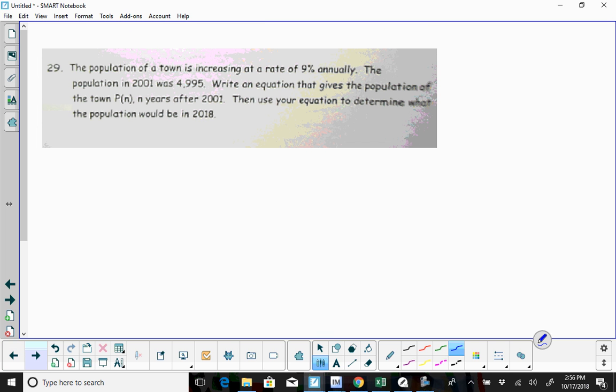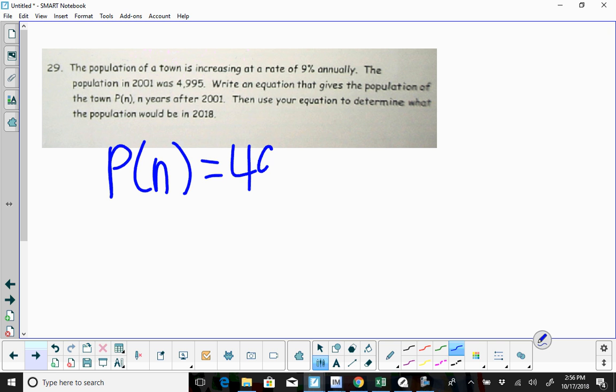Population of a town is increasing at a rate of 9% annually. The population in 2001 was 4,995. Write an equation that gives the population of the town, P of n years after 2001. Okay, so the first thing they want you to do is write your equation, and they want you to use P of n. Okay, so we're going to start with our initial, which is 4,995, times 1 plus or minus.